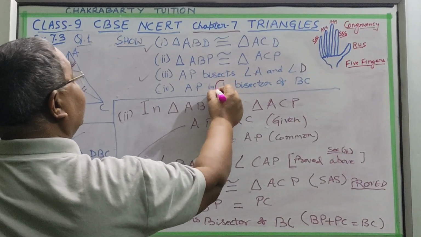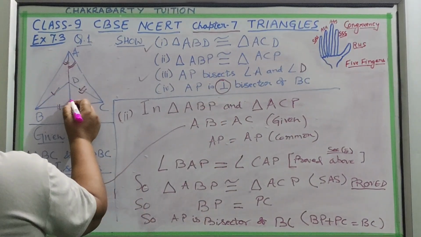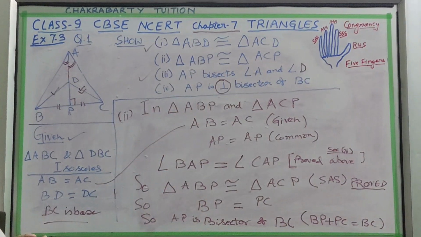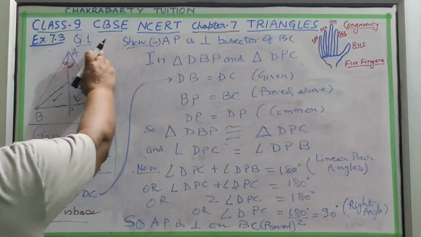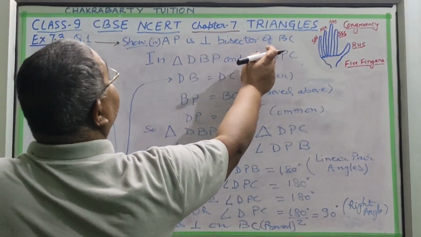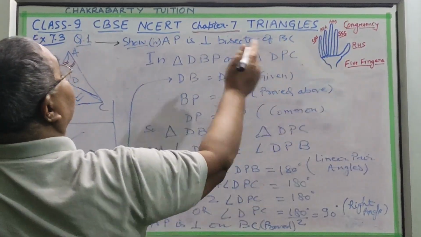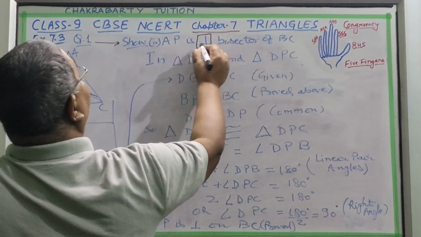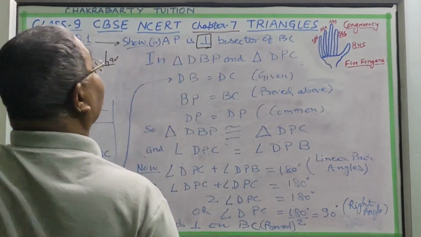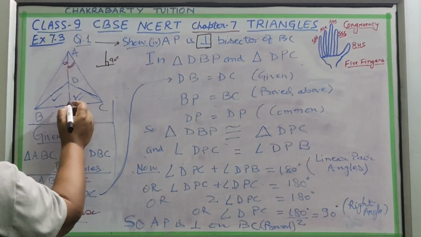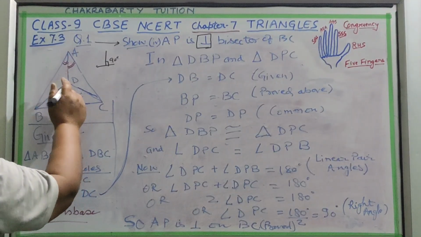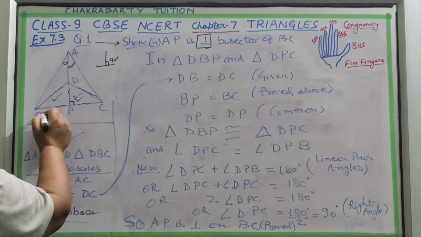Now the only thing we have to prove is that it is perpendicular, meaning a 90-degree angle is created. Now, in question number 1, the fourth point was: show AP is the perpendicular bisector of BC. Bisector of BC we have already proved. Now only perpendicular is remaining. Perpendicular means a 90-degree angle should be made. So we are taking these two triangles to show that this angle P is 90 degrees, and if we can prove that, then line AP will be perpendicular to BC.